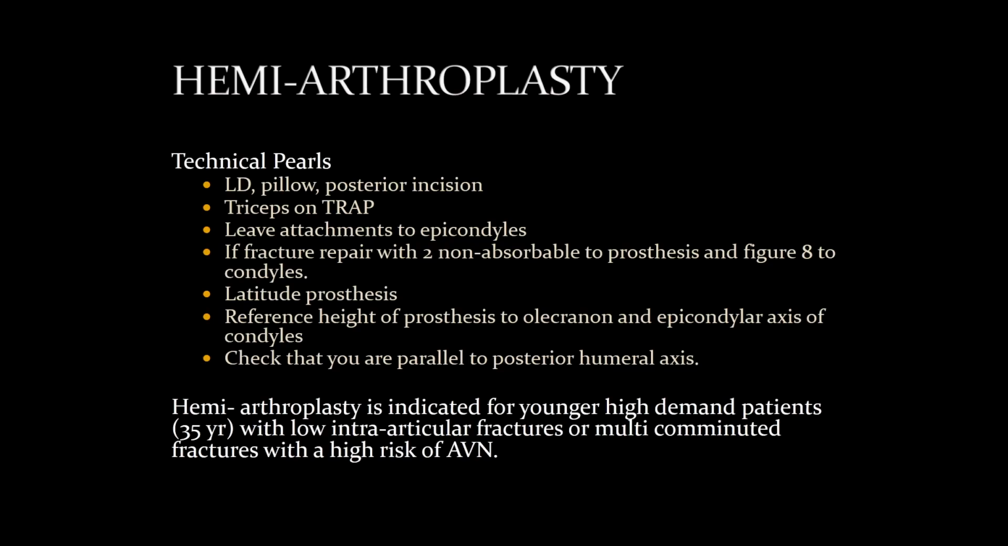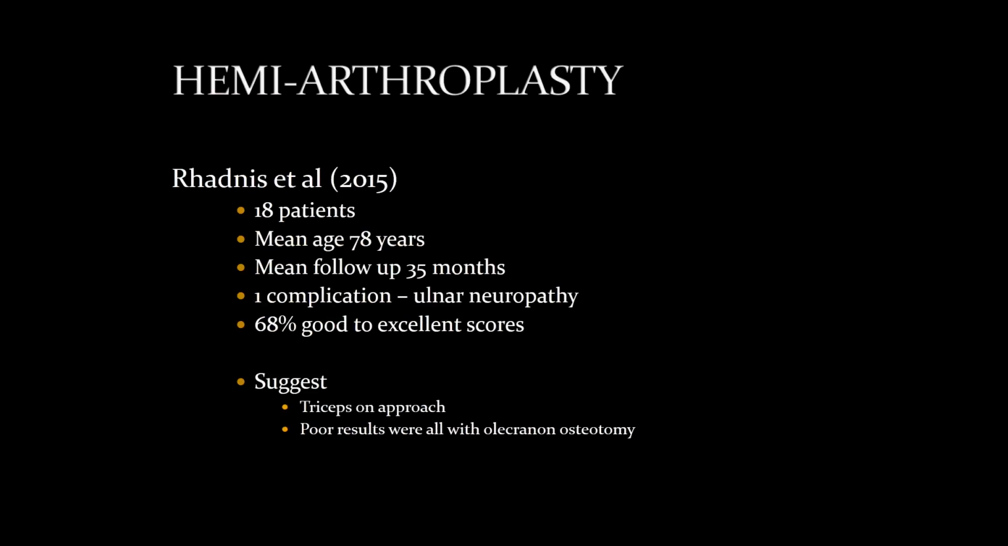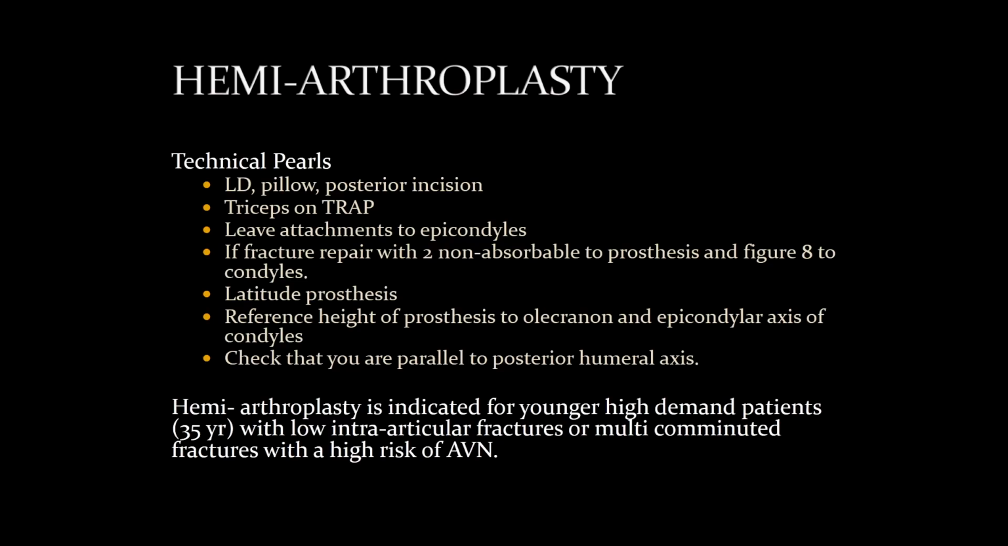You can only currently use the latitude prosthesis because it's the only prosthesis that incorporates the radial aspect of the thing. And it's very important to reference the height of the prosthesis to the olecranon and the transepicondylar axis of the condyles. And you must always check that you're parallel to the posterior humeral axis. And these are indicated for younger, high-demand patients with very low intra-articular fractures or multi-comminuted fractures with a high risk of AVN.